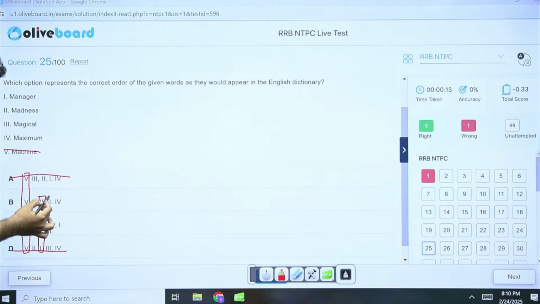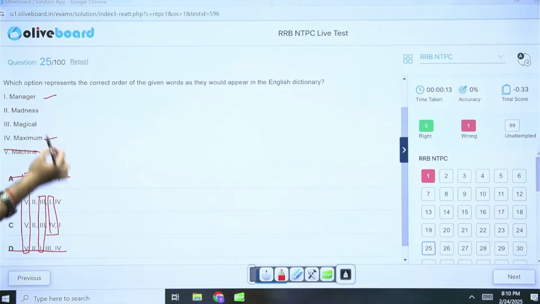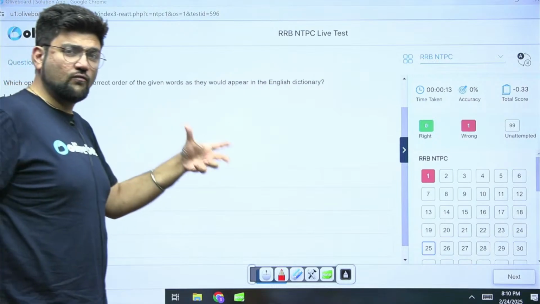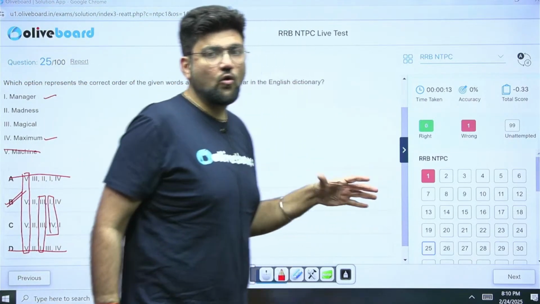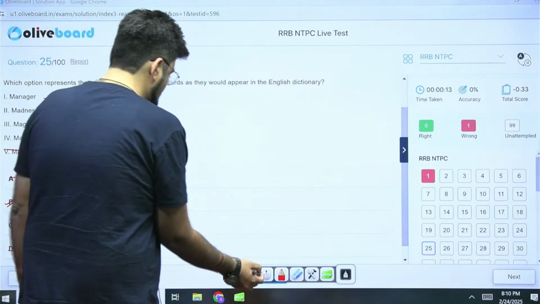And last we have to check between 1 and 4. Between 1 and 4, which comes first? Manager and maximum. Obviously manager comes first, so option B becomes your correct answer. That is how you easily look at the options and get your answer. Don't go into complete arrangement according to the dictionary, that is going to eat up a lot of your time. Option B becomes my right answer.